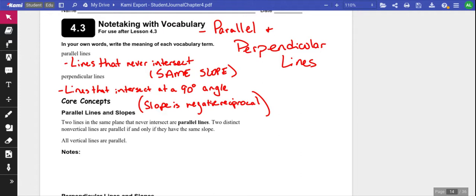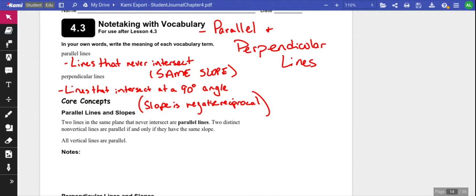lines. So we've been writing 4.1, okay, we're writing these equations in slope-intercept form. 4.2, okay, it's point-slope form. Now we have to learn how to write these different equations using some information about parallel and perpendicular lines.